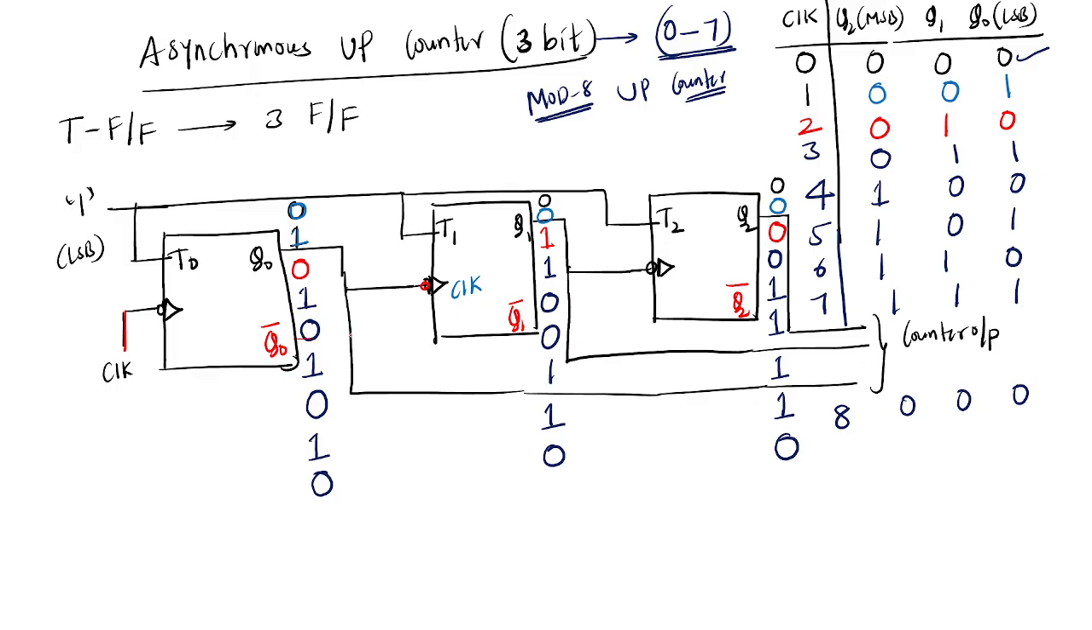I need to give Q naught as a clock for the next flip flop, no? Yeah, Q1 bar as a clock for the next flip flop. Okay. So the down counter, can you analyze or shall I explain? I'll try, sir. Okay, okay.